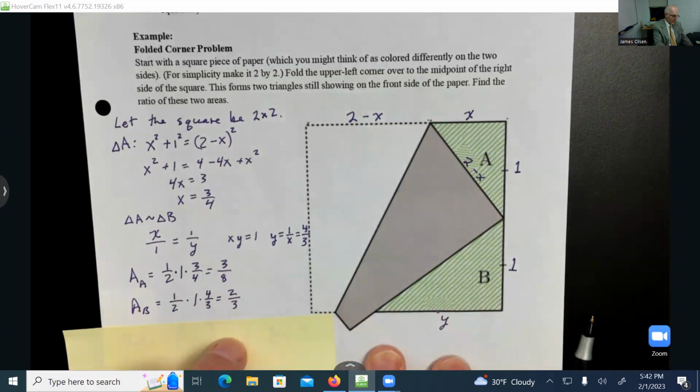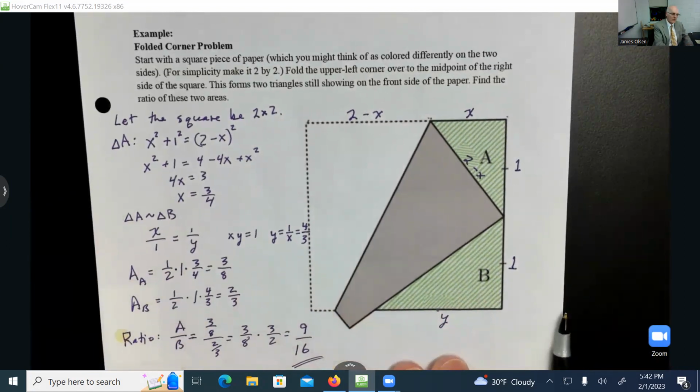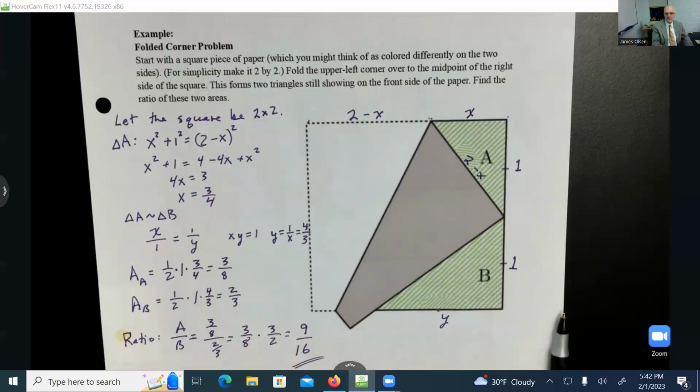And now we can find the ratio. The ratio of area A over area B is 3/8 over 2/3, which is 3/8 divided by 2/3, which is 3/8 times 3/2, and we get 9/16. Okay, that's a nice answer.